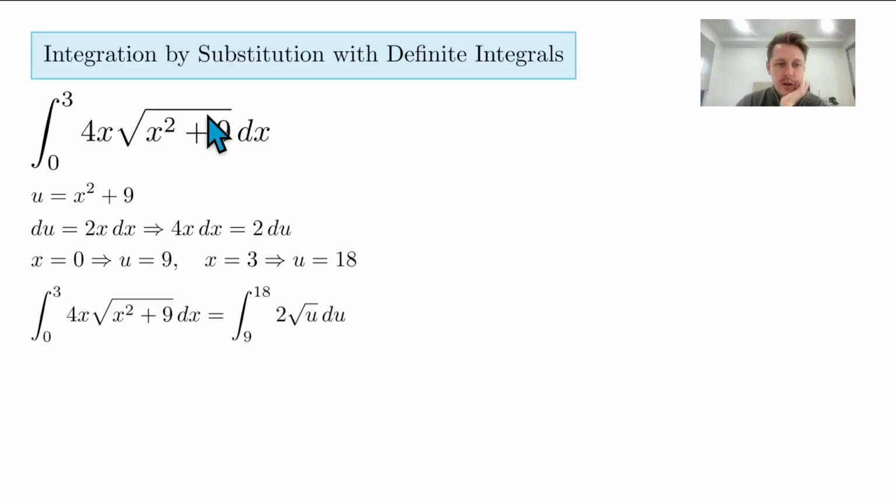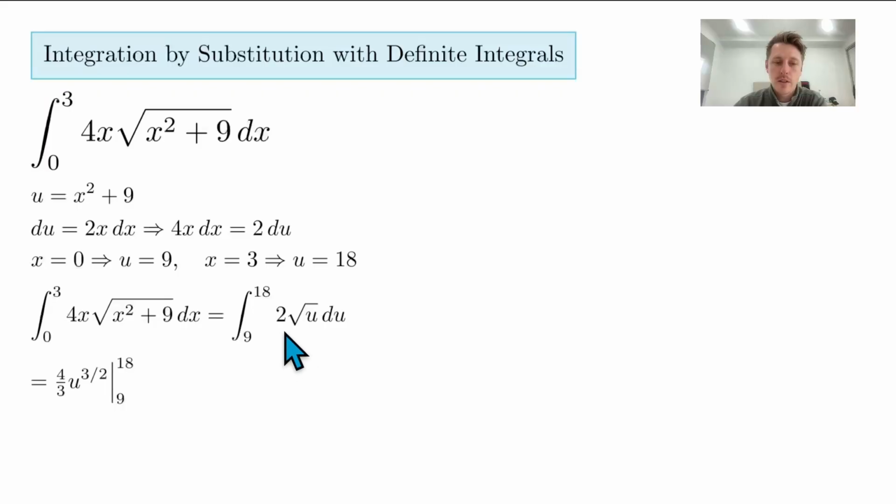We know that this square root part is just the square root of u, because u is x squared plus 9. And we know that the remainder, 4x dx, is just 2 groups of du. So you've got the 2 here, and then you've got the du there. And that's really the heavy lifting part of this problem, because now, hopefully, if we know the power rule of integration, we can integrate something like this with respect to u. So if we do that, we'll actually get this.